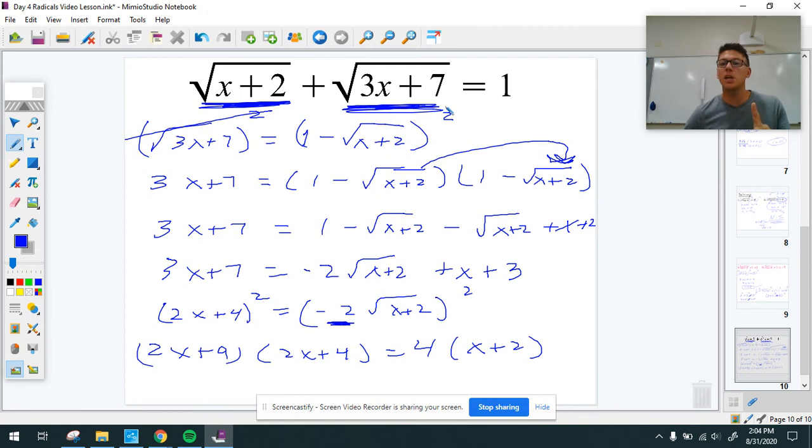Then there's going to be 1 left over. Isolate it, square both sides. So it's a repeated process, okay?